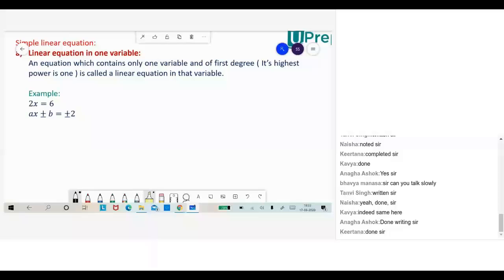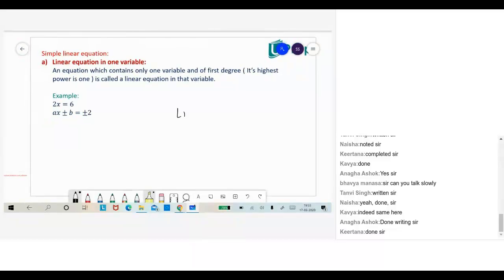An equation which contains only one variable, and of first degree, meaning the power of that variable has to be 1, is called a linear equation in one variable. Actually speaking, linear equations are of two types. At this level, till your 9th and 10th standard, it has been divided into two categories.